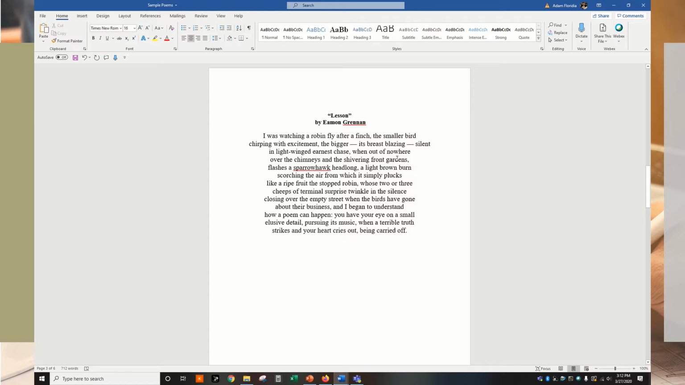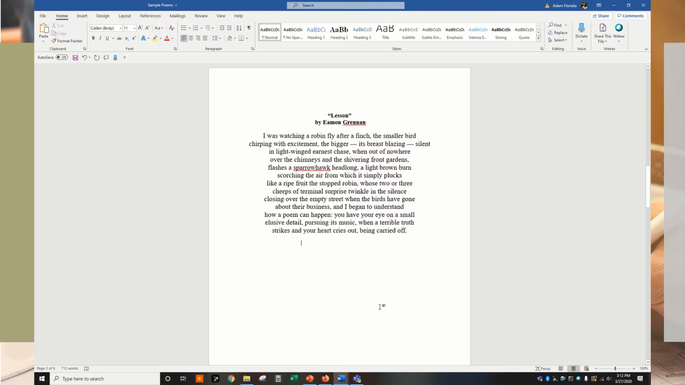I gotta look. Light winged earnest chase, on an orange simply plucks the ripe fruit. Okay, sorry for that. Your heart cries out, being carried off, like the littler bird was carried off by the sparrowhawk. So I noticed that the author seems to have learned a lesson from watching this scene in nature. Speaking of nature, I noticed a lot of nature words, nature imagery, so I can go back and find all those words. And honestly, that's pretty much it for part one.